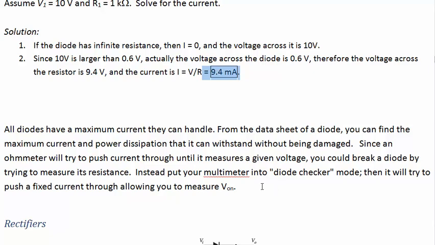Even if you want to try and measure the resistance of a diode, you say you've got this diode, you put your multimeter attached to it. The multimeter is going to try and drive some current through the diode and measure the voltage that's necessary to drive that current. So this current that it's driving could be too much for the diode and could really damage it. So that's why you should put your multimeter into diode checker mode. Then it's going to try and push a fixed current through and measure whatever small voltage is necessary to do that.